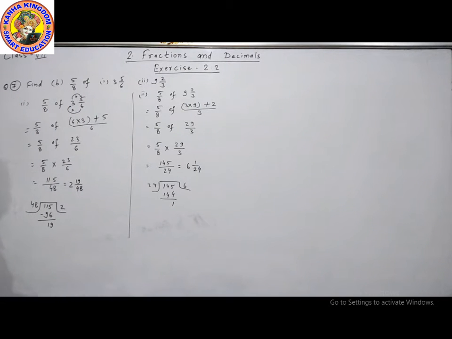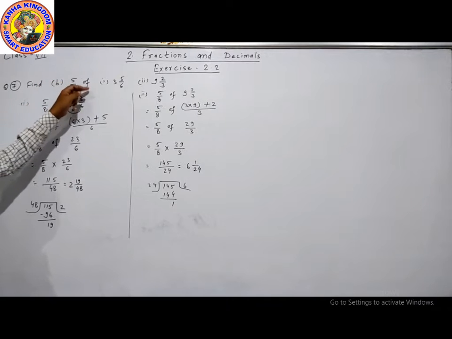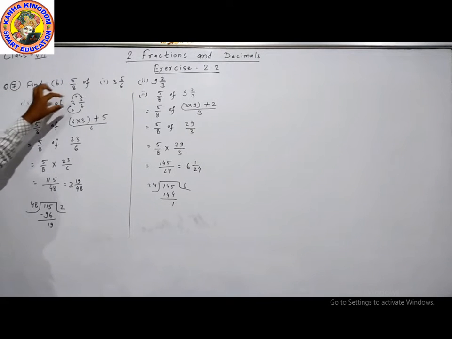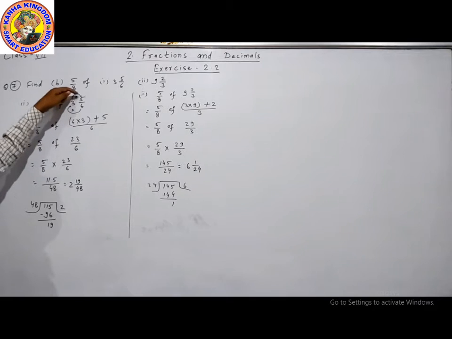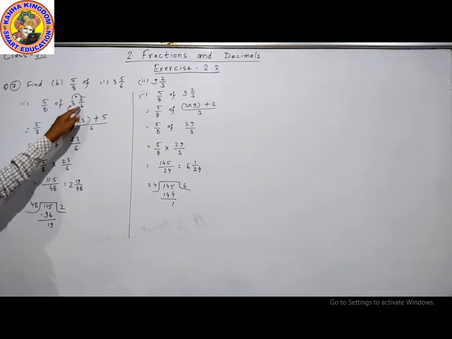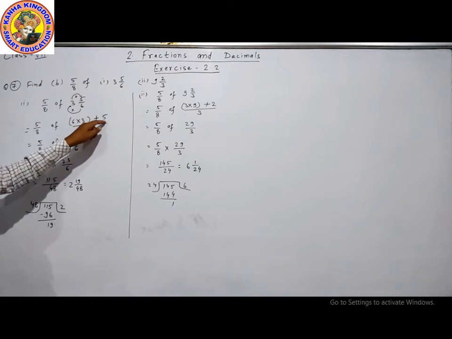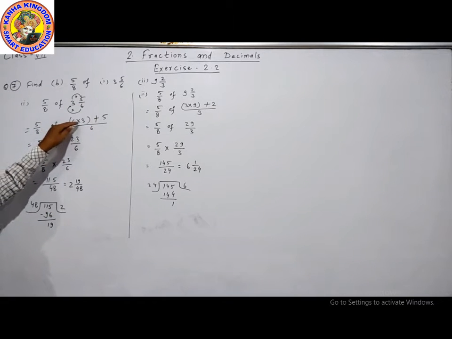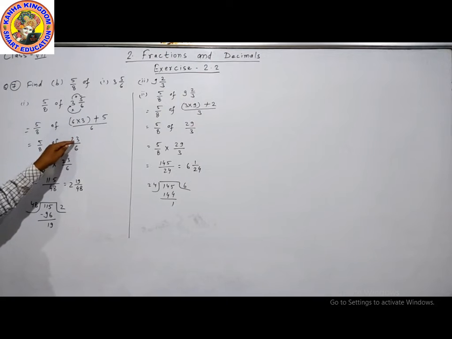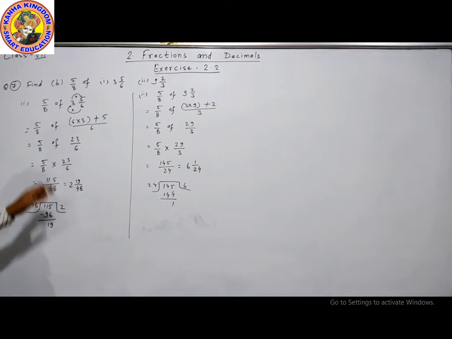So student, our question is: find 5 by 8 of these numbers. First of all, this number is a mixed fraction number. We will change it into an improper fraction number by multiplying these numbers and then adding 5. Multiply 6 into 3, then plus 5, divisor is 6. The answer is 6 into 3, 18 plus 5, 23, divided by 6.